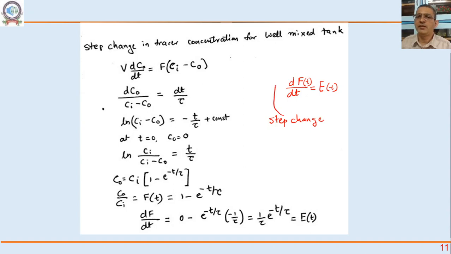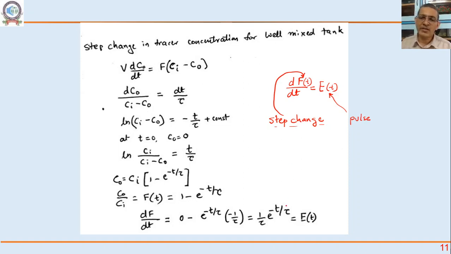Step change gives us the F curve. Pulse input of the tracer gives us directly the E curve. Sometimes, when you're doing an experiment, it is much easier to do a pulse, but mathematically, if you are analyzing, it becomes much easier to do a step change because you don't have to describe mathematically the pulse of the tracer. So that's how these two ways are there in which we can see the response of a reactor.